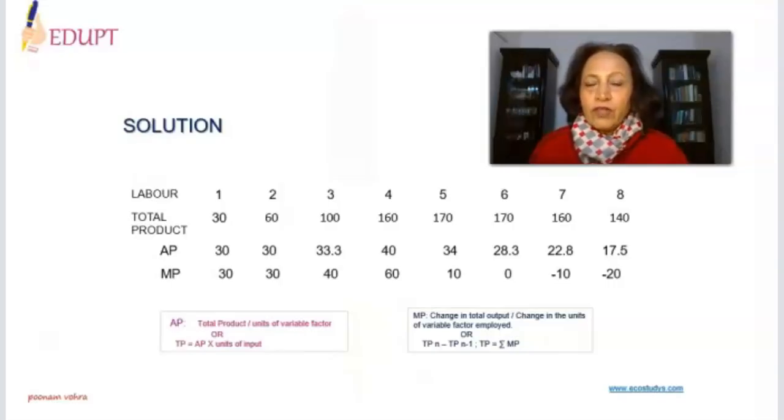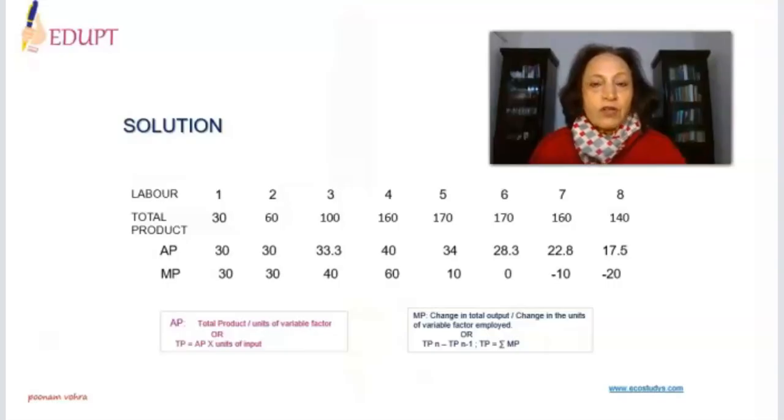Now when 1 unit of labor is employed, total product was 30. So average product would be 30 divided by 1, which is 30. For the second unit of labor, total product is 60. So average product would be 60 divided by 2, which will be 30. Similarly, for third unit of labor, total product is 100. So average product will be 100 divided by 3. That will be 33.3, and so on. You can find out for the rest.